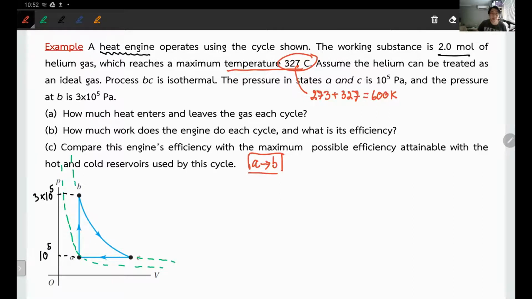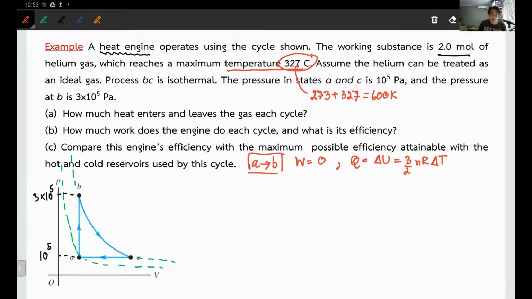When you see A to B, which one would you want to attack first? W, the work. Because it's a constant volume process, no expansion of gas, no contraction of gas, nothing. So the work done is zero. When the work done is zero, Q equals delta U. Very nice. Or if you want, you can figure out delta U first, and that would be 3/2 nR delta T. Very good.